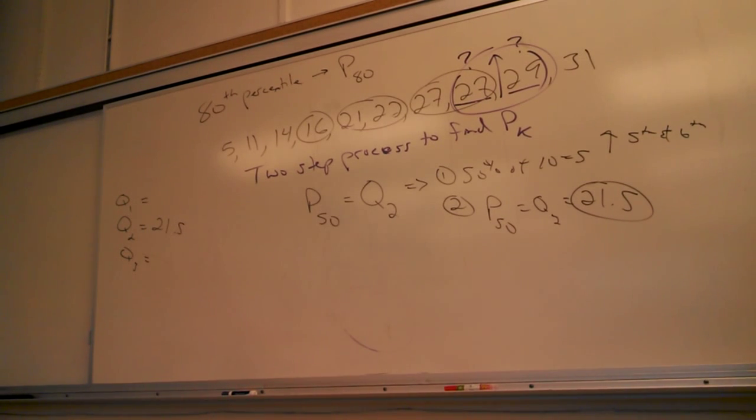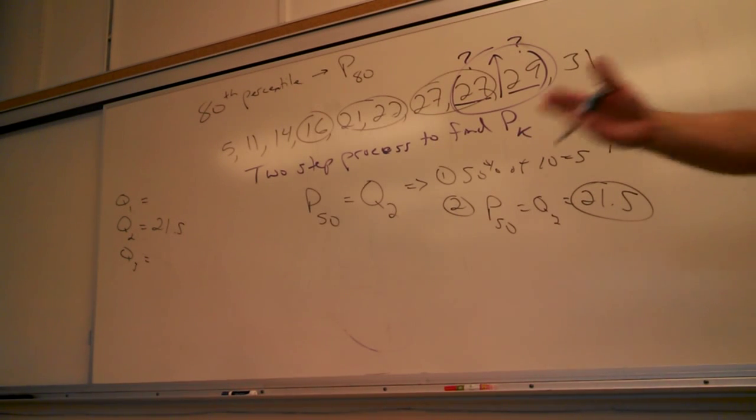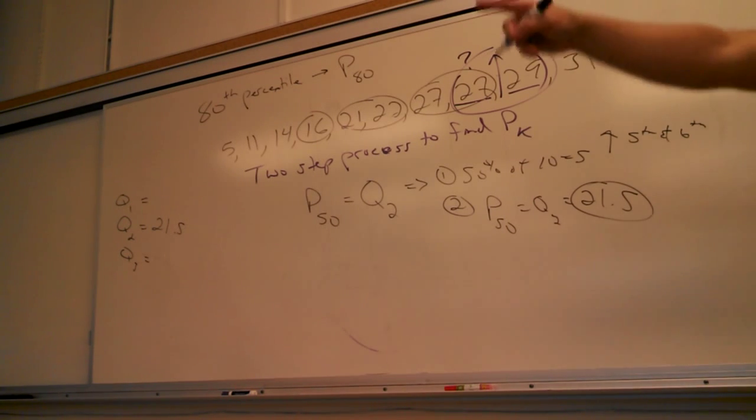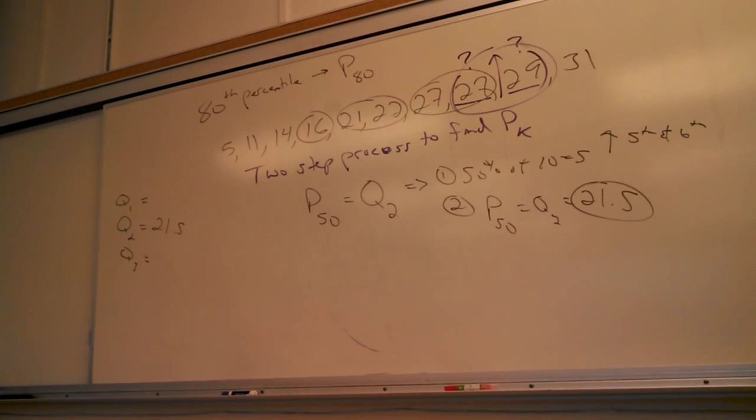I like to look at some of your faces. Just make sure everybody's on the right track. Q1 is also known as P25, the first quarter, right? So then you just got to take 25% of 10. Let's get me started.